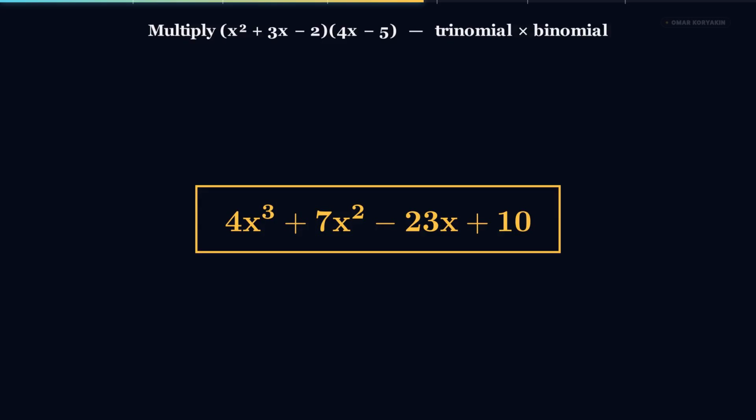The big lesson from this example is that the distribute-then-collect mechanic scales mechanically. More terms means more pairwise products, but the structural rules and the like terms collapse remain identical. Polynomial multiplication is therefore one of the most reliable algebraic operations once the mechanic is internalized.